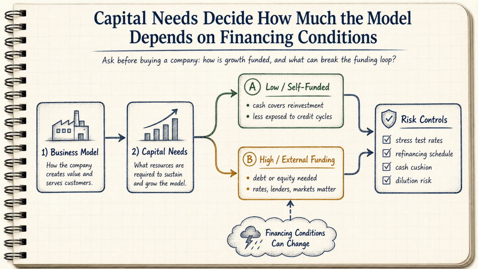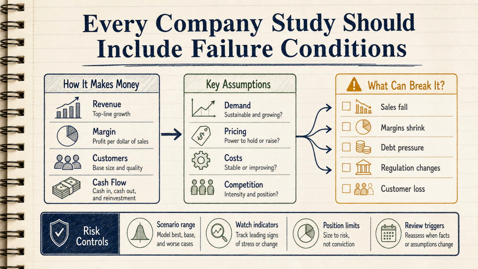Capital needs decide how much the model depends on financing conditions. Asset-light companies may still need heavy research and customer acquisition. Asset-heavy companies need plants, equipment, inventory, maintenance, and working capital. The more capital a model needs, the more sensitive it can be to interest rates, credit availability, and management capital allocation.